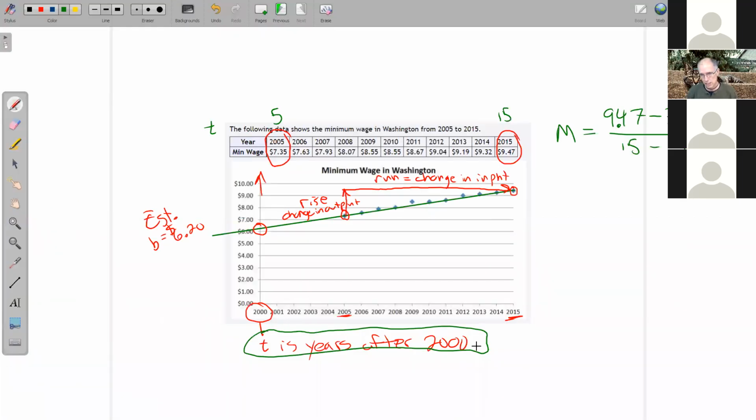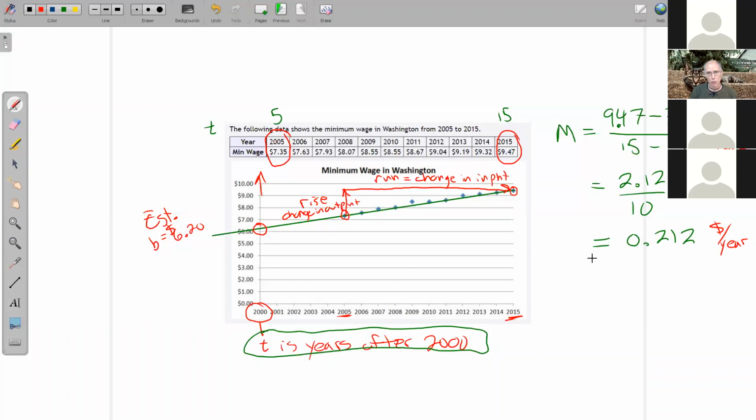And I think it's a good idea, anytime you use a calculator, write down what you did and then write down the results. So I had 2.12 divided by 10, which comes out to be 0.212. Reminder, what does that number mean? The top is money and the bottom is years. So this number right here would be dollars per year. So what this is telling me is that on average from 2005 to 2015, minimum wage in Washington was going up by about 21 cents per year.